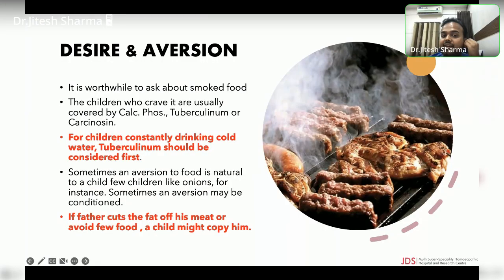Next, child craving of smoked food, like I have already taught about this: Calcarea fluorica, tuberculinum, carcinosin. And if children are constantly drinking cold water, tuberculinum should also be considered first. Many children imitate their father. If the father doesn't like vegetables, or any food, or has an aversion, the child may imitate the father and follow the same. So you need to see this.